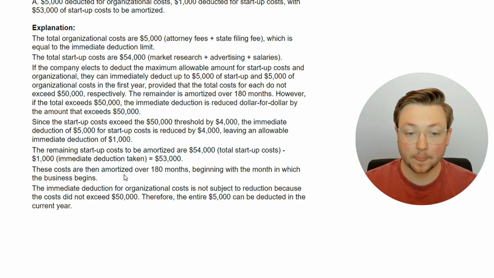that will be amortized. These costs are then amortized over 180 months, beginning with the month in which the business begins. The immediate deduction for organizational costs is not subject to reduction because the costs did not exceed $50,000. Therefore, the entire $5,000 can be deducted in the current year.